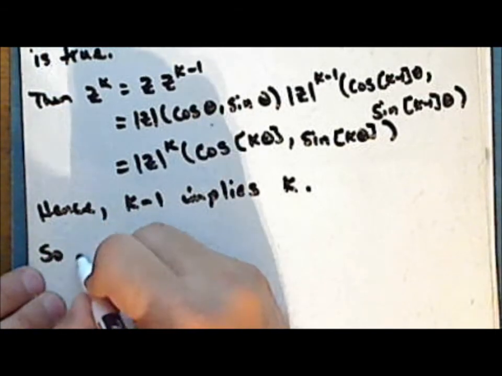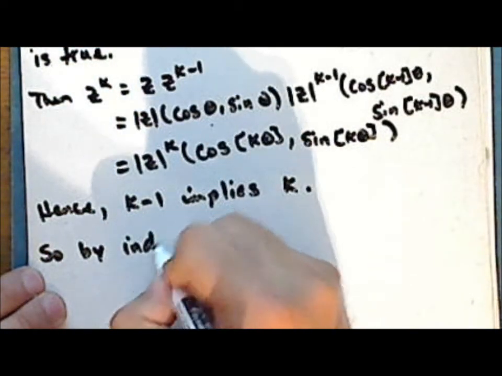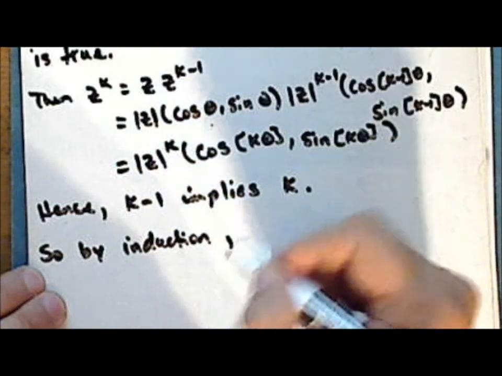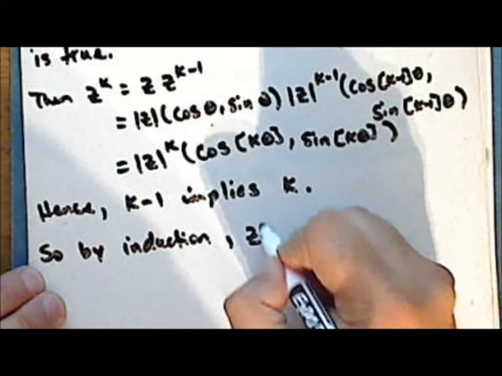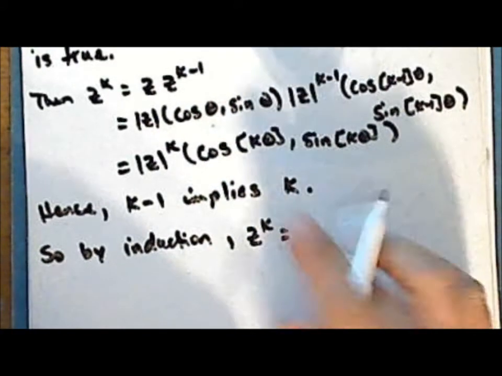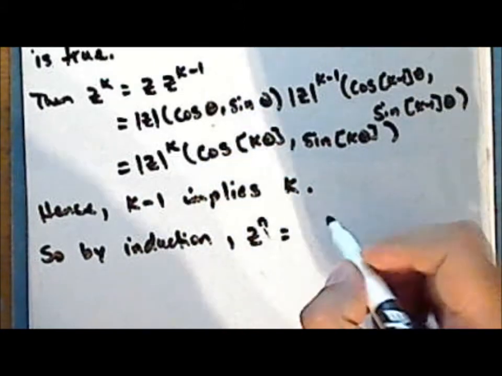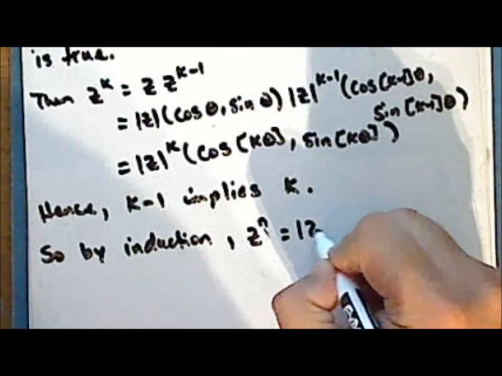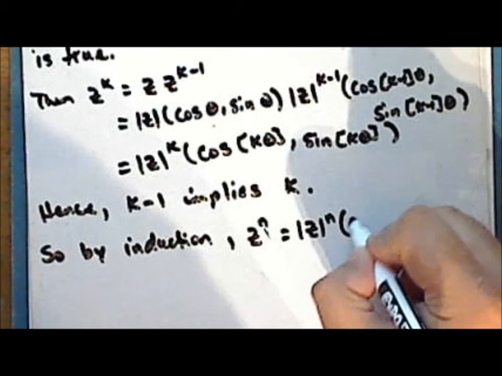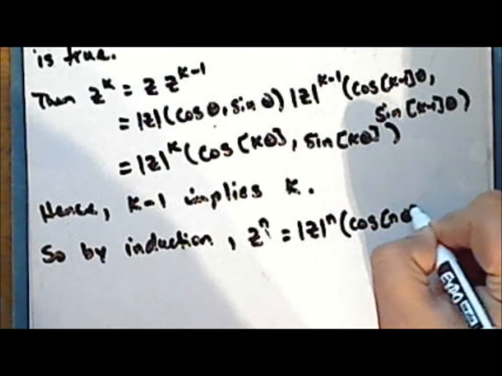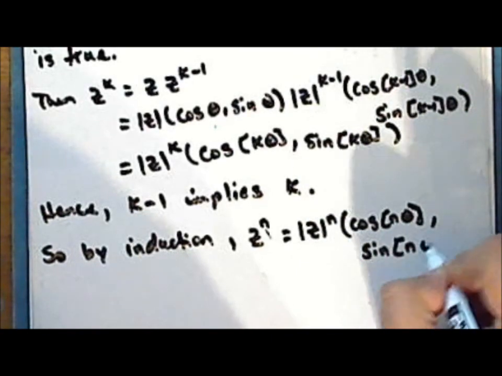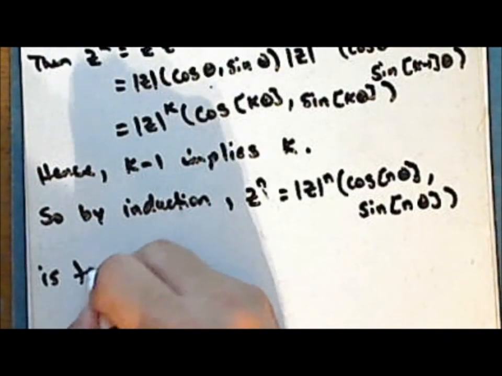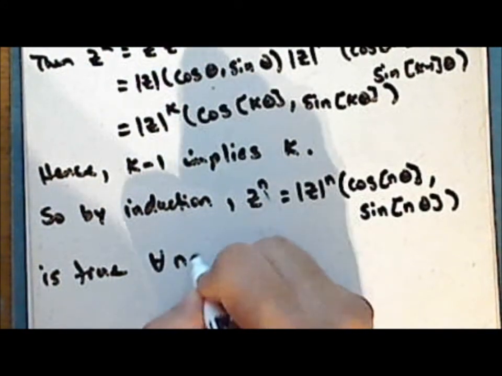So by induction, we have that, well, let's restate it, z to the power of n is equal to the modulus of z to the power of n times the ordered pair cosine of n theta, sine of n theta. This statement is true for all positive integers n.